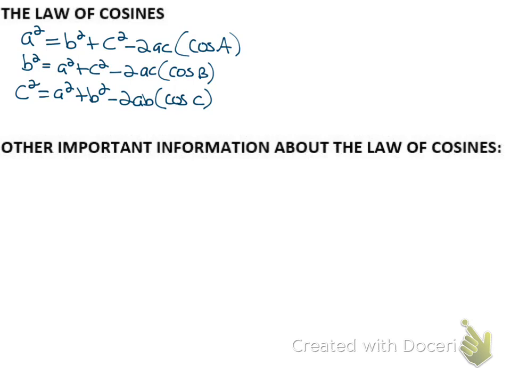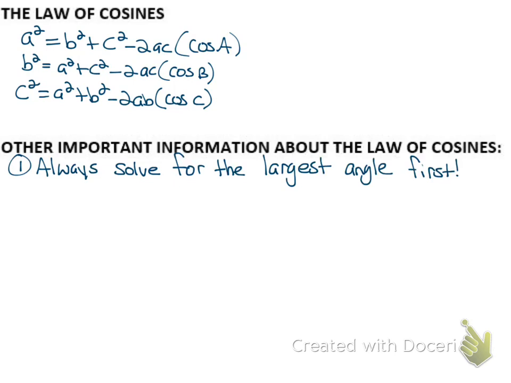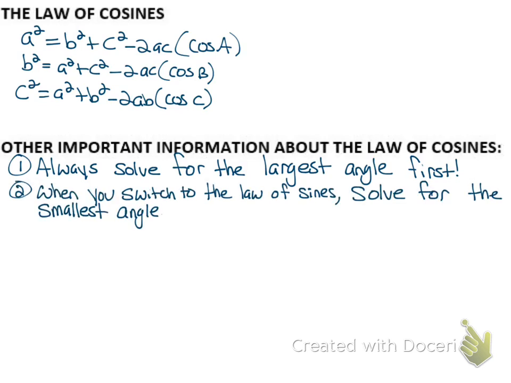A couple of important pieces of information about the law of cosines. Number one, always solve for the largest angle first. This is really important and prevents lots of mistakes. And then once you've solved for the largest angle, you can actually switch to the law of sines. And when you switch to the law of sines, we recommend that you solve for the smallest angle, again, preventing mistakes. So let's go ahead and look at our first example here.